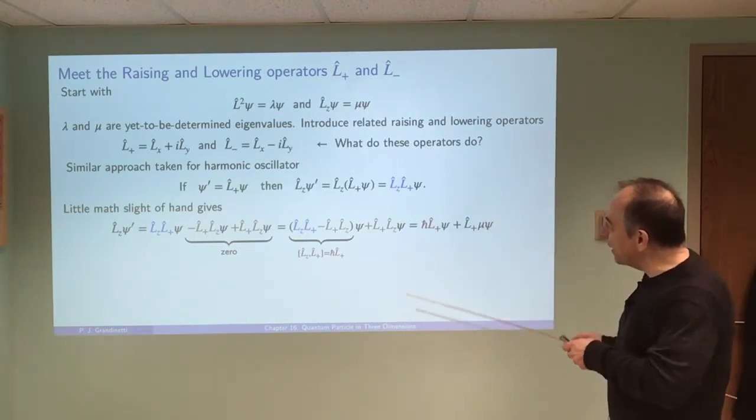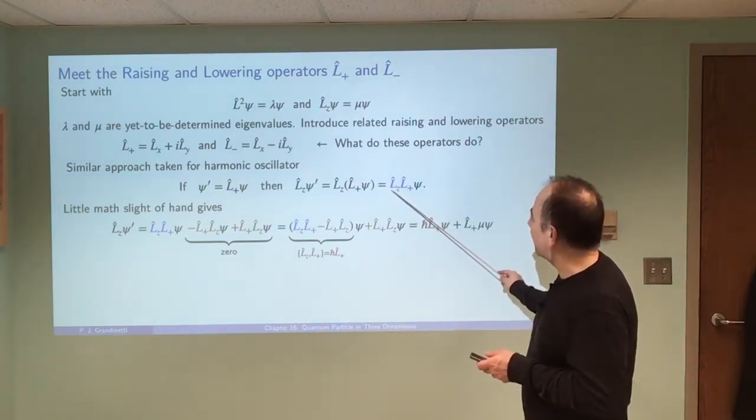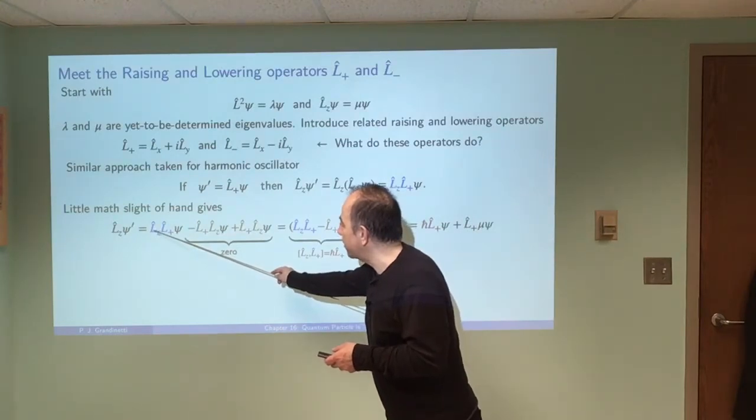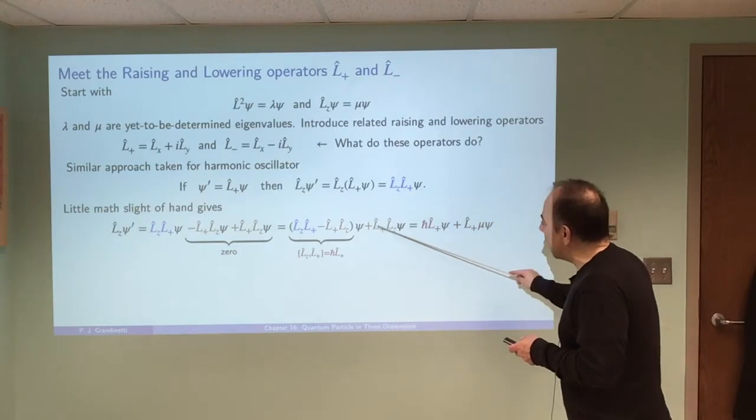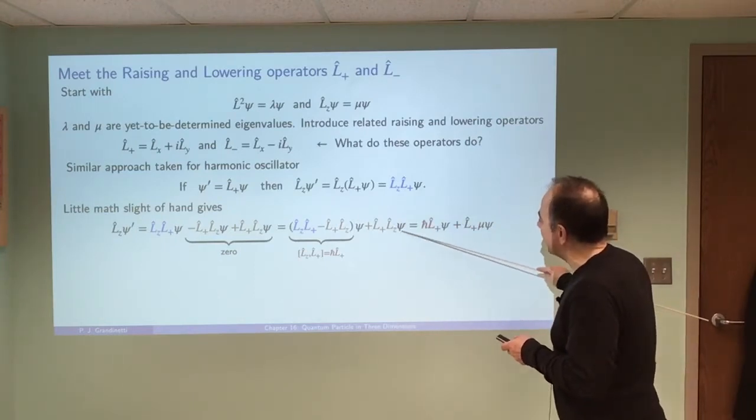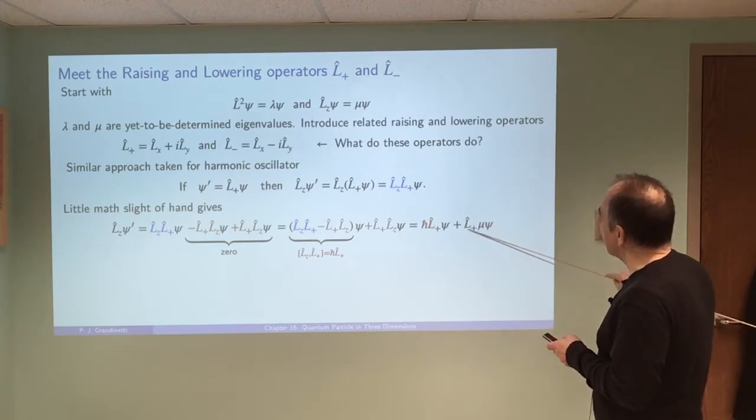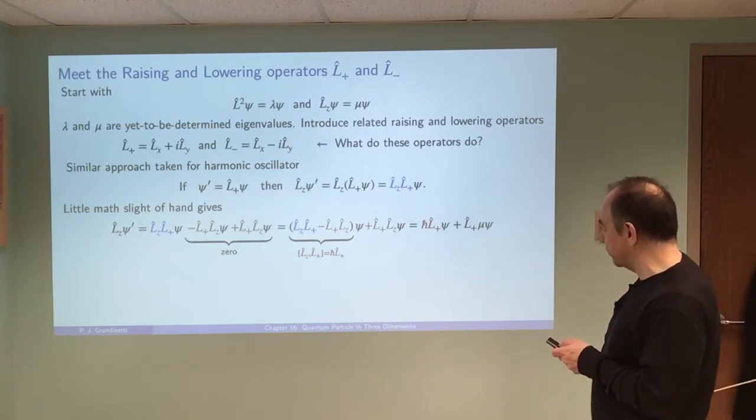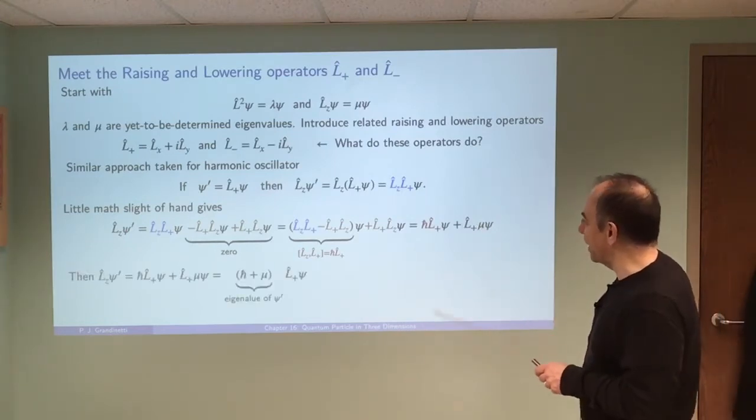So I did a little trick here that allowed me to get the LZ off to the other side. Here's my LZ, on this side. By adding in 0 and rearranging, I was able to put LZ inside over here, which I can then directly evaluate, leaving me with L plus times that unknown eigenvalue times the wave function. If you're with me so far, let's go to the next step.